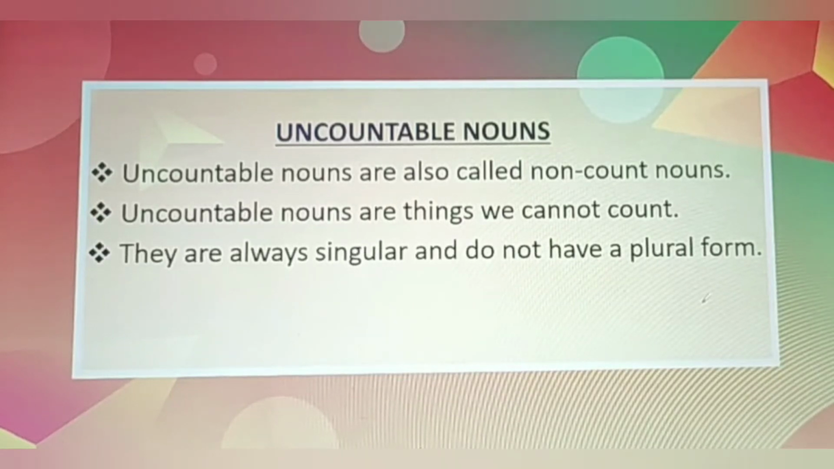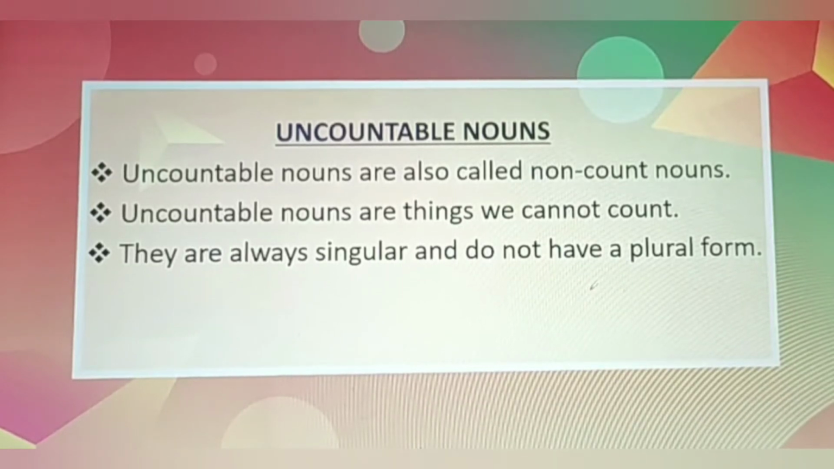Uncountable nouns are also called non-count nouns. Uncountable nouns are the things we cannot count. They are always singular and do not have a plural form. Right, so in simple terms, uncountable nouns are things which we cannot count. Countable nouns, we could count the things there, right? We counted 1 chair, 2 chair, etc. But in uncountable nouns, we cannot count the things. That is why they are called non-count nouns. They are always singular and do not have a plural form.